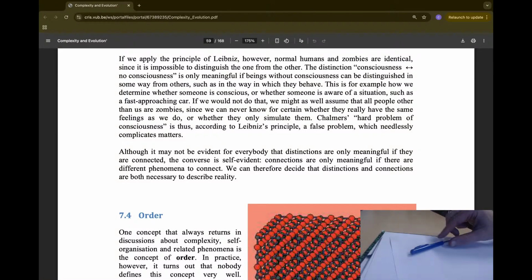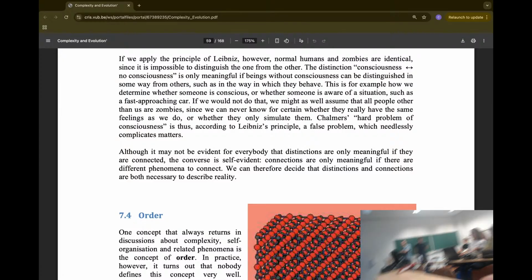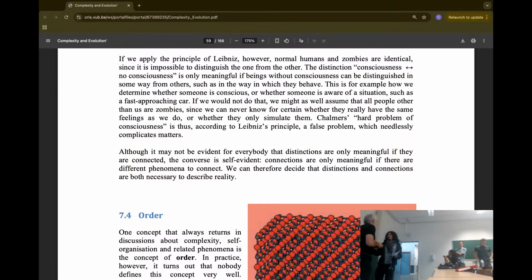Well, the basis for making an intelligible claim. Yes. Well, the category.